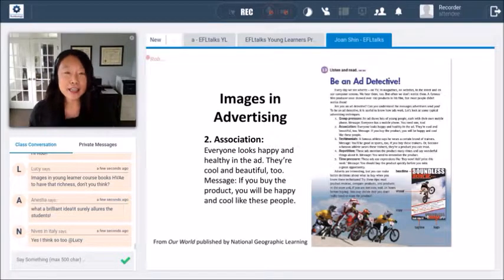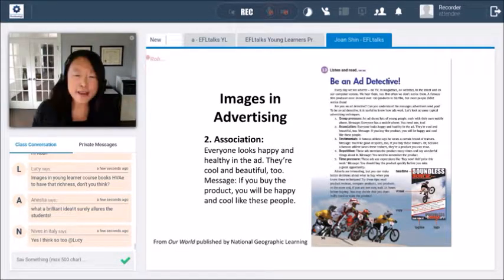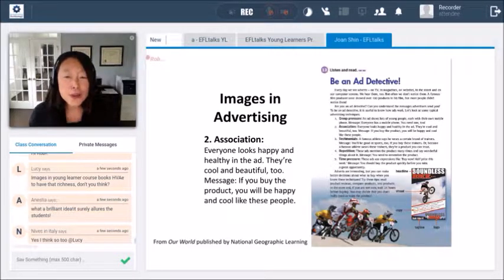How about this technique? It's called association. Everyone looks healthy and happy in the ad. They're cool and beautiful too. What is the message we're getting? That if you buy the product, you will be happy and cool like these people.